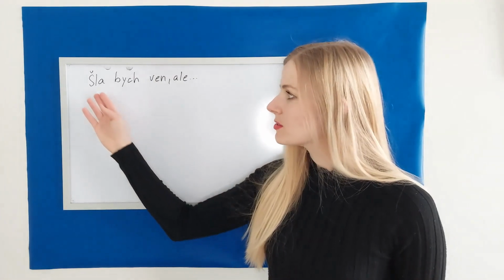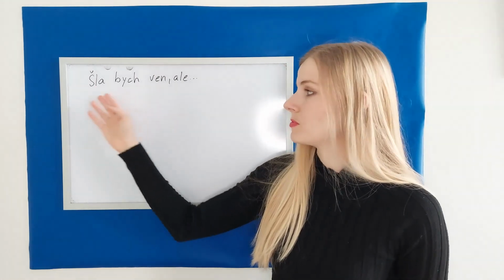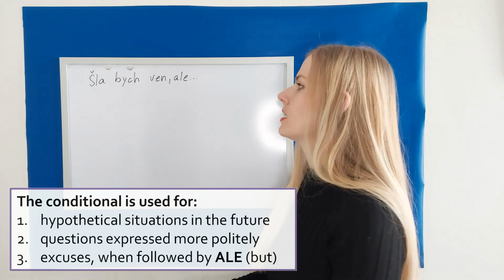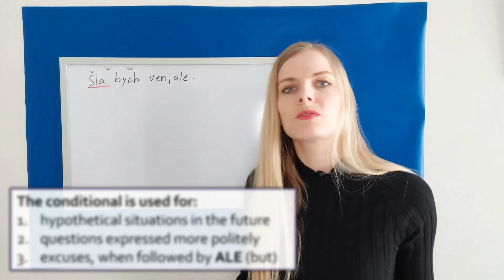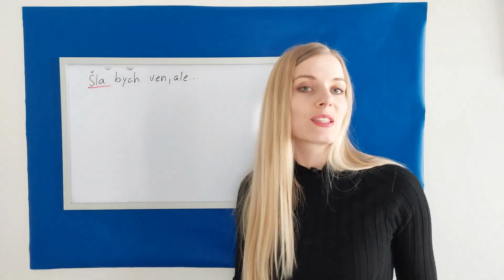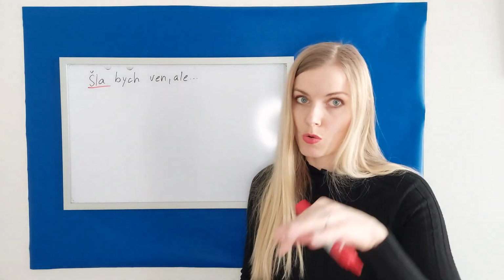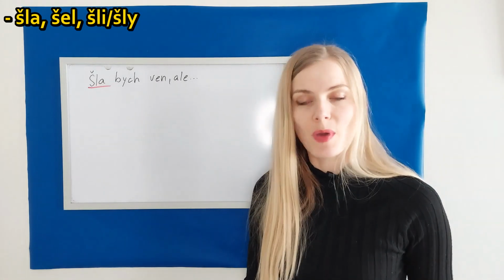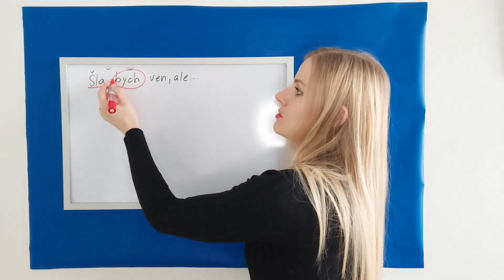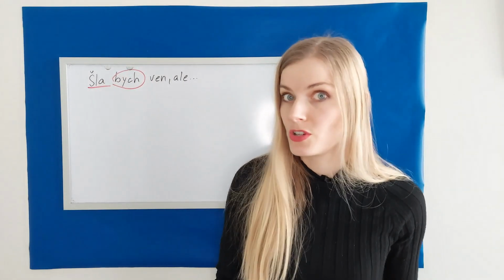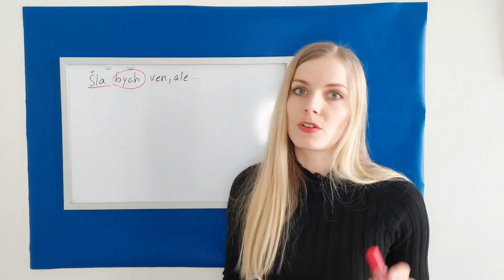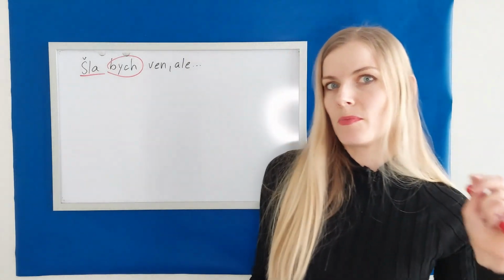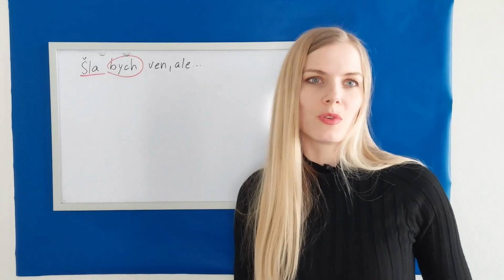Jdeme na to. Let's look at the beginning of the first sentence that I wrote before. Šla bych ven, ale je tam ošklivo. I would go out. Šla bych ven. When you look at šla, it might sound familiar to you. Šla is past tense from jít, to go. Šla, šel for masculine and šli for plural. That's past tense. And bych is the specific part that we use for the conditional. So the bottom line is, for the conditional, we need to know how to make past tense. Therefore, we're going to take a step back and have a look at how to form the past tense.